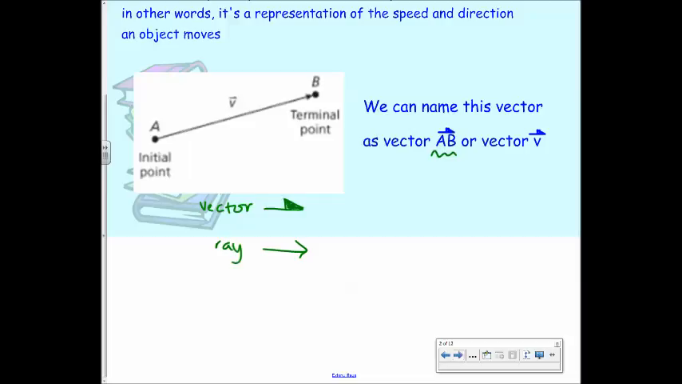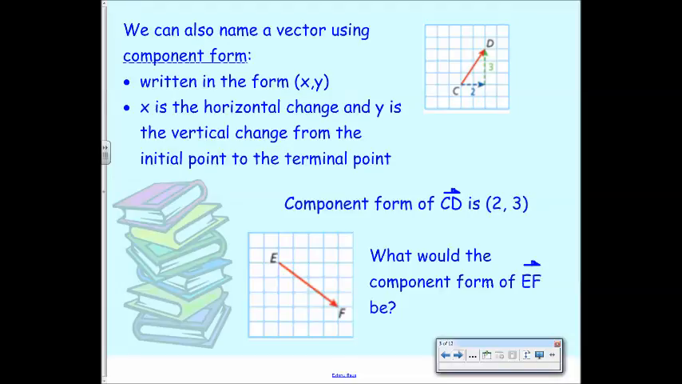All right, so we can also name a vector using component form, and that's essentially just written like a coordinate. X is the horizontal change, and Y is the vertical change. So the component form of CD, why do you think it's called component form? What does component mean? Composed of it. So components are basically the parts that make it up. So the component form of a vector is broken into 2 and 3 because you move over 2 and then you move up 3. So component form essentially looks exactly like a what? A coordinate or an ordered pair.